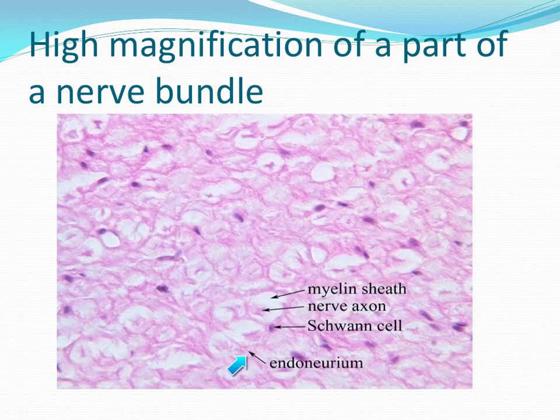If you have a label on the very narrow area in between the nerve fibers, this is the endoneurium. You may be asked, what is the nature of this endoneurium? The endoneurium is formed of reticular fibers formed by the Schwann cells. So the Schwann cells here, which form the neurolemmal sheath, also form the reticular fibers of the endoneurium.